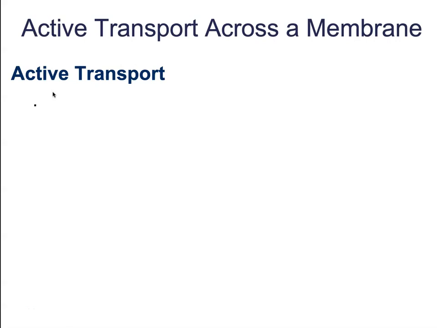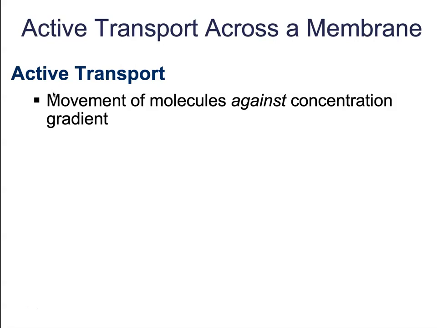Now, next up we're going to talk about active transport across the plasma membrane. There are going to be times when a cell might need to increase the concentration gradient across the plasma membrane in order to accomplish more work. The process of moving molecules against their concentration gradient is called active transport. This is where we're moving from an area of low concentration to high concentration.